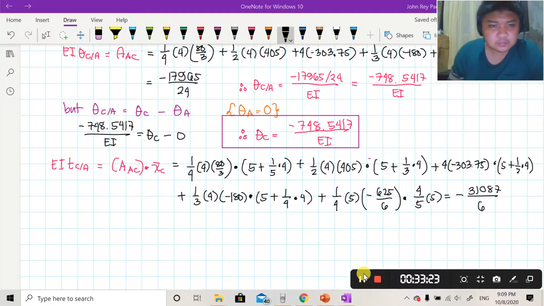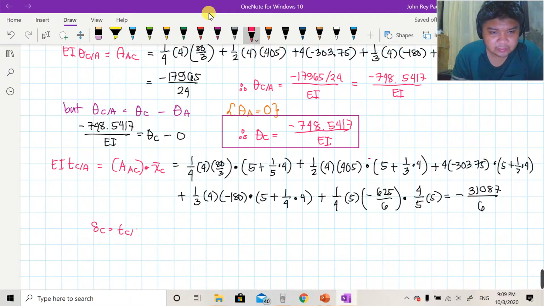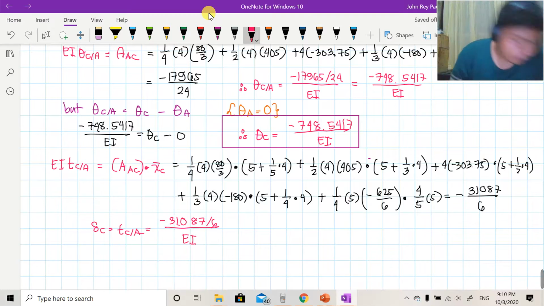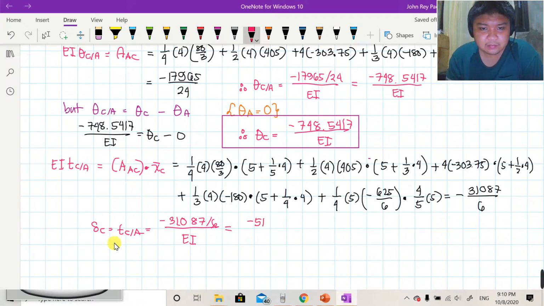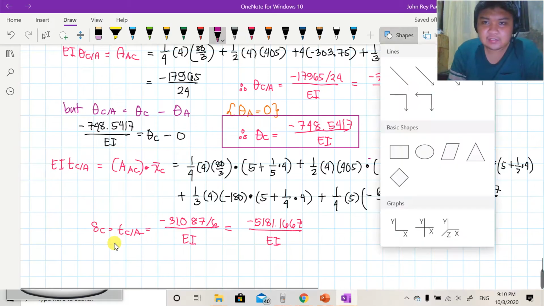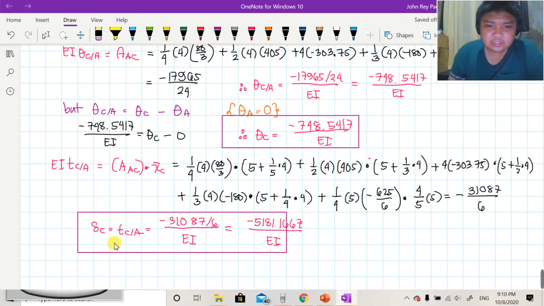Ayan. So, to finalize this one, class, ang mangyayari dito, the deflection at C will be equal to the deviation of C with respect to the slope at A. So, this is negative 31,087 over 6 all over EI siya. Or, pwede rin naman natin tong i-decimal na lang as negative 5181.1667 all over EI. So, ito na, class, yung ating sagot for the deflection at C.